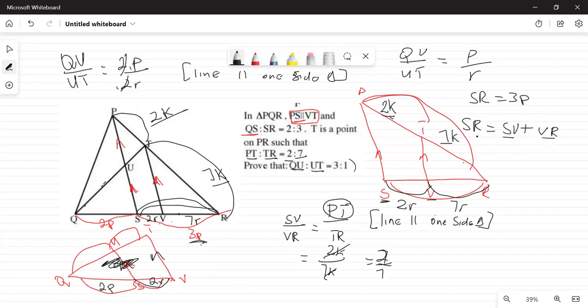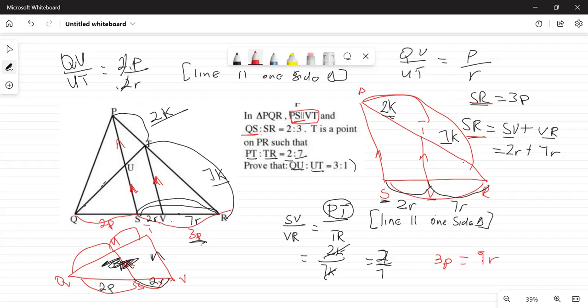SV plus VR is going to give us what? SR. But we know what SV is. What is SV? What is VR? 7R. Then this is equivalent to SR. This one is also equivalent to SR. Then we can say, but this thing here can be written as then 3P is going to be equivalent to 9R.